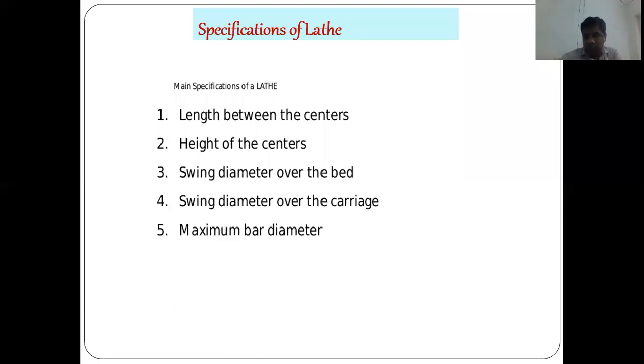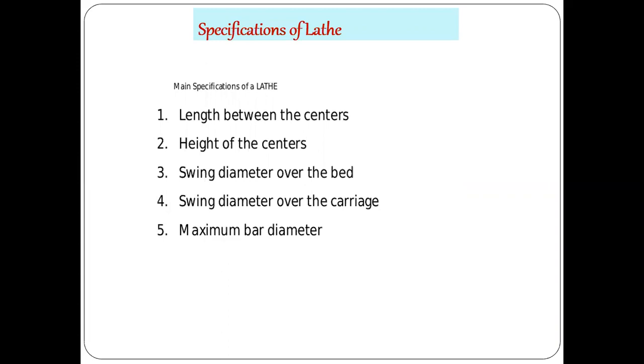Similarly, you can specify with the physical appearance. What is your height? What is your weight? Are you fat or thin? Like this you can specify and recognize a person. Similarly, for machines also, you need to specify. You need to give some kind of specification to the machine. So these are the 5 important specifications through which we can identify a machine.